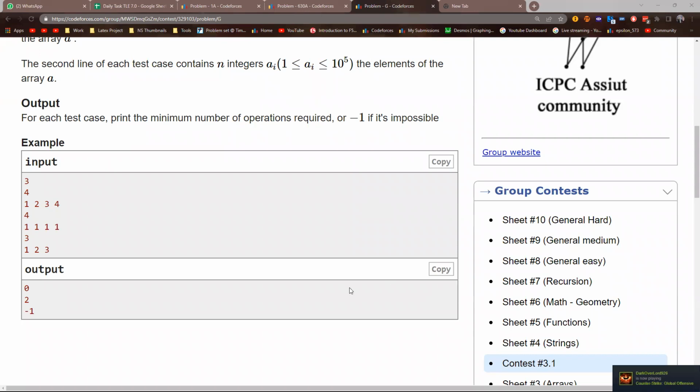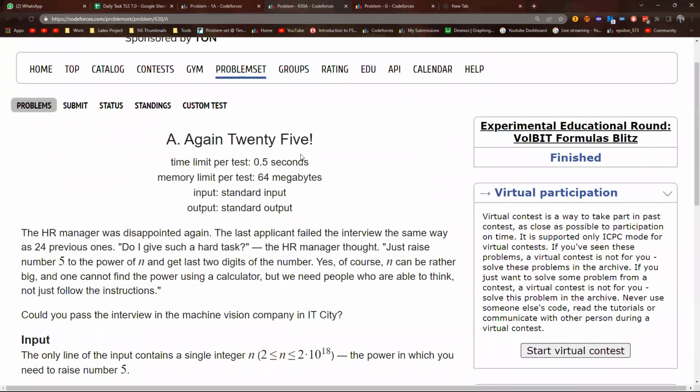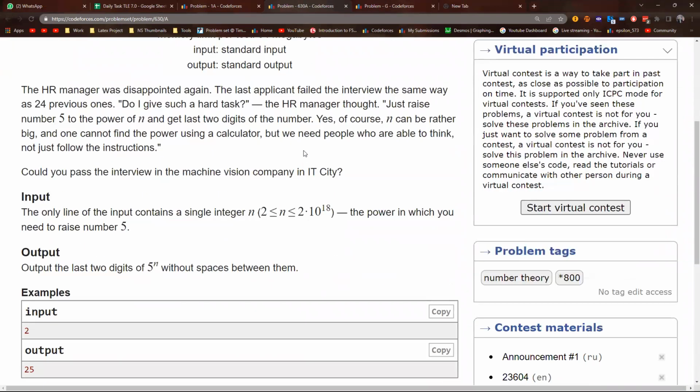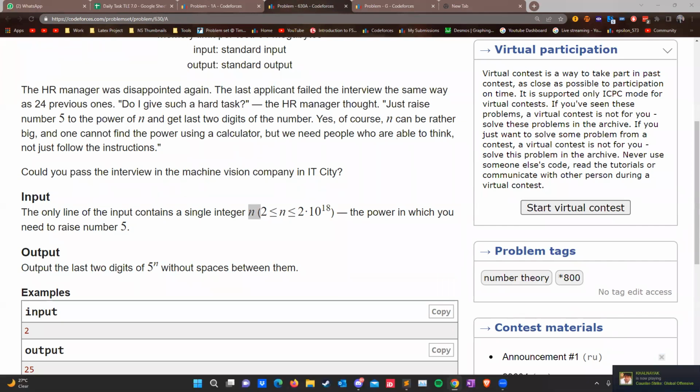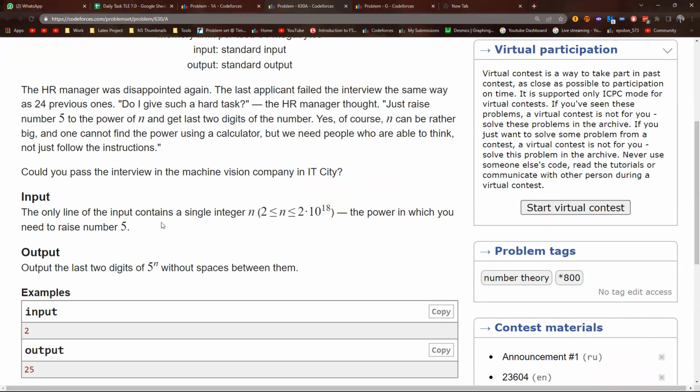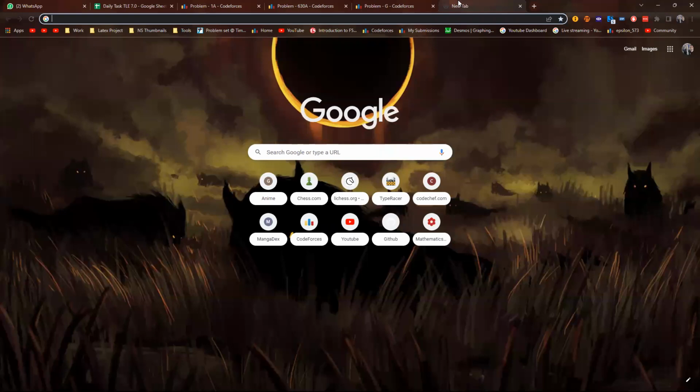All right. Let's move on to the second one. In this, we have been given some number n, and you basically have to print the last two digits of 5 to the power n. Akash, I will share the code in the channel later. I don't think the code is that hard in this one. So we have a single integer n, and you have to find 5 to the power n. This is just some observation.